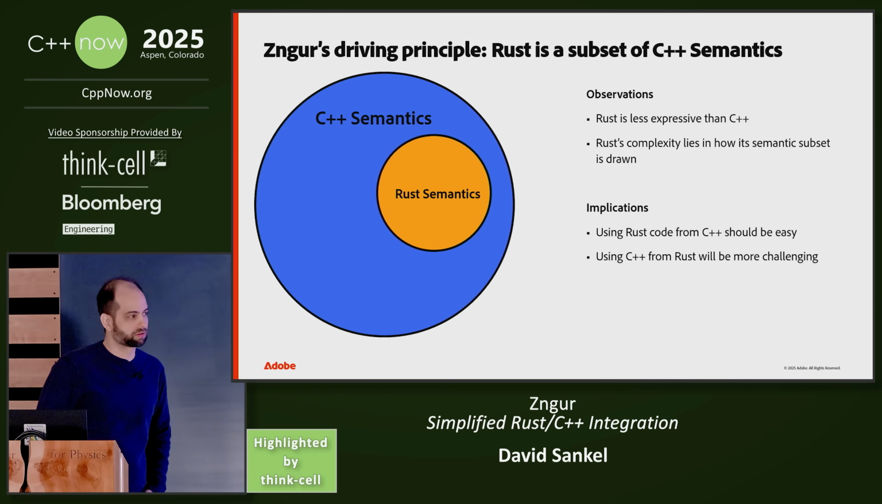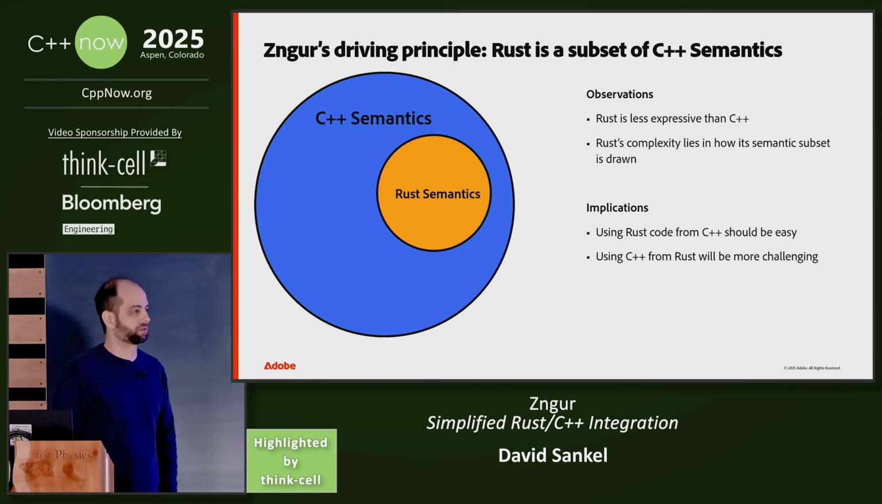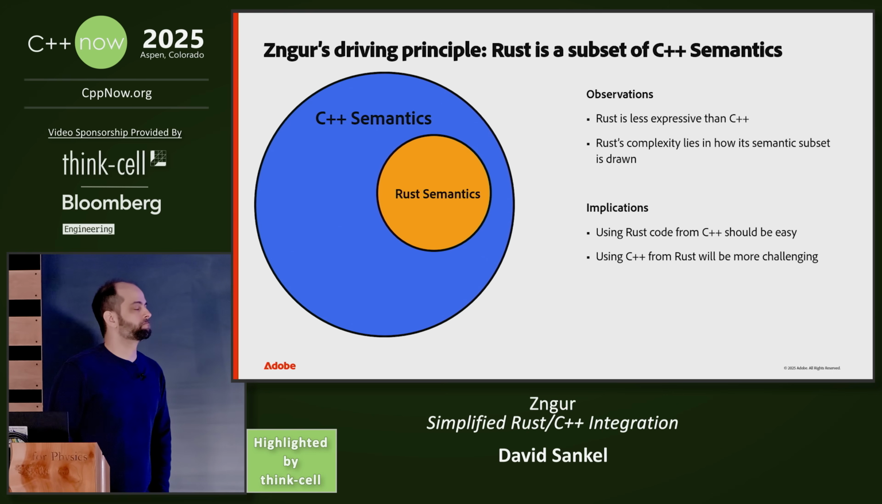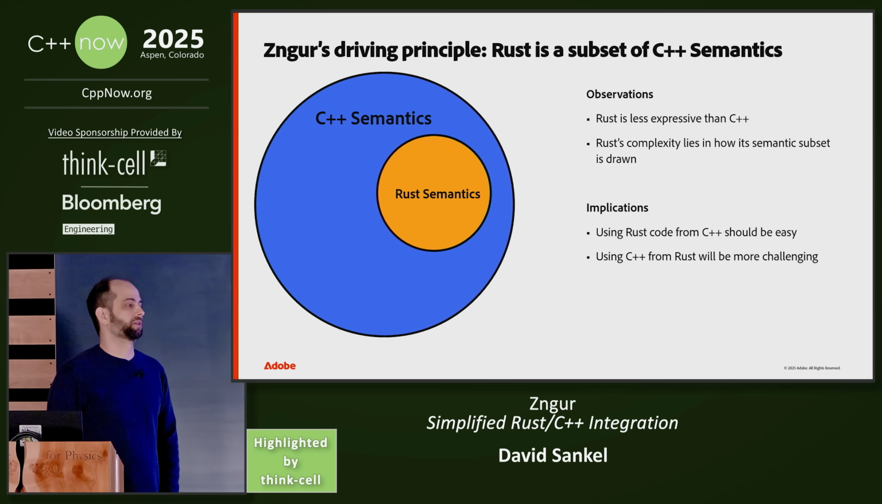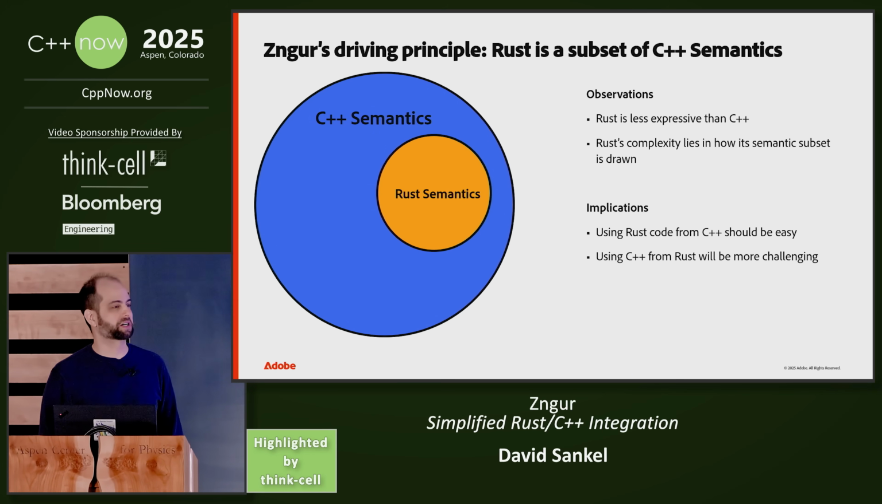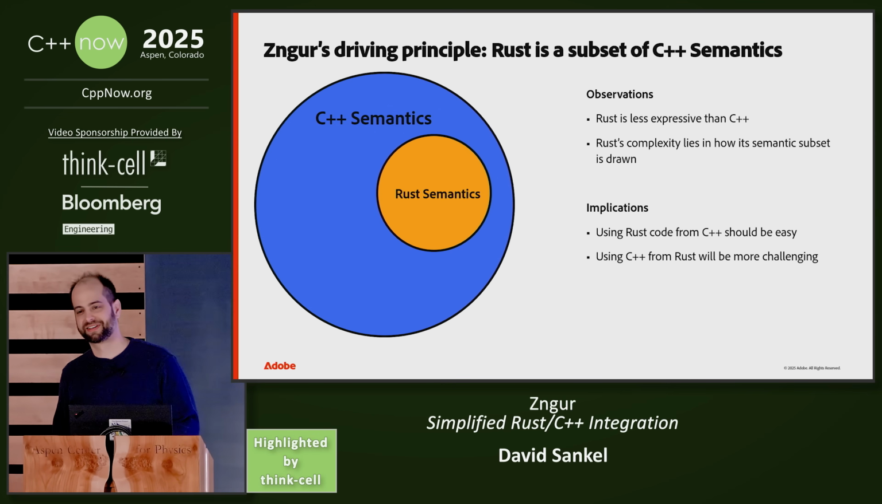Is this a strict subset, or have you found like corners in the language where something in Rust is not modelable in C++ yet? I think that for the topic of interop, I haven't seen any like glaring counter examples to this. Like broader language, it's hard to make a claim. It's perfect. Okay, so sorry.